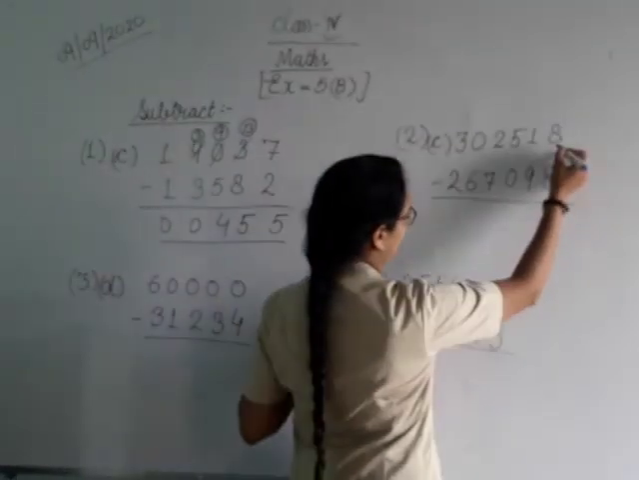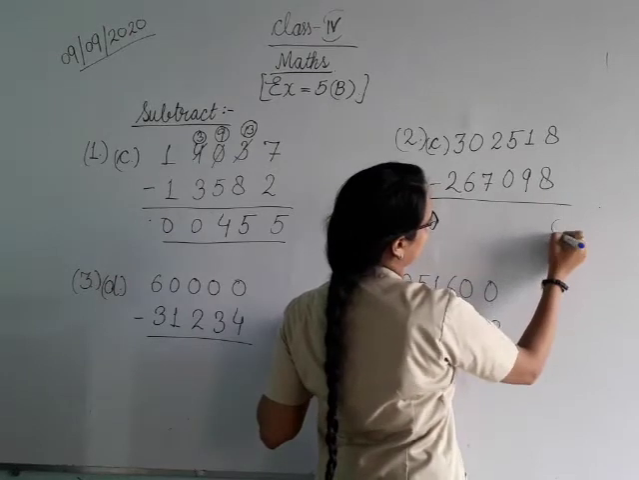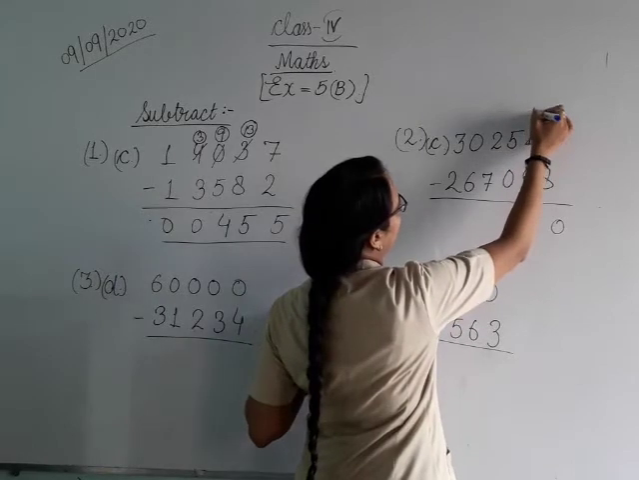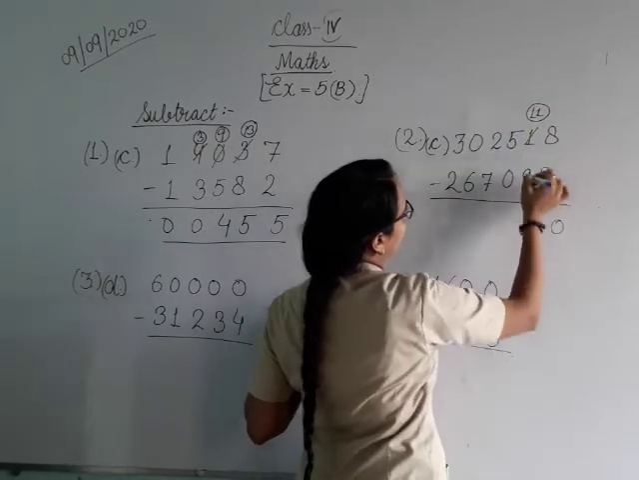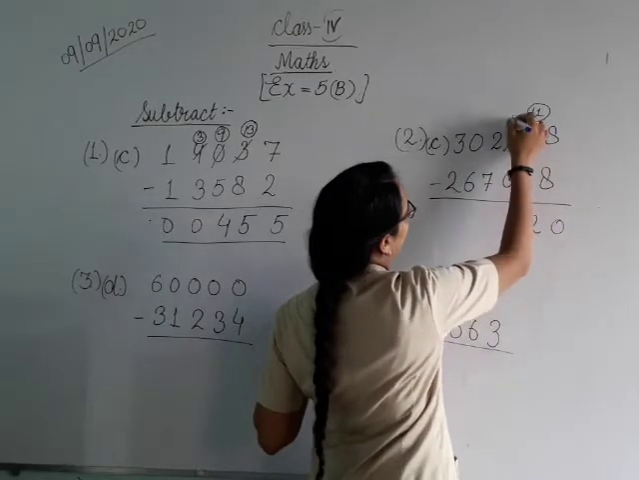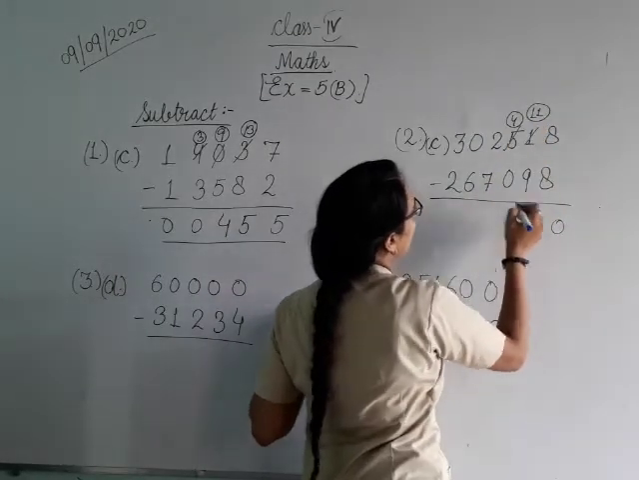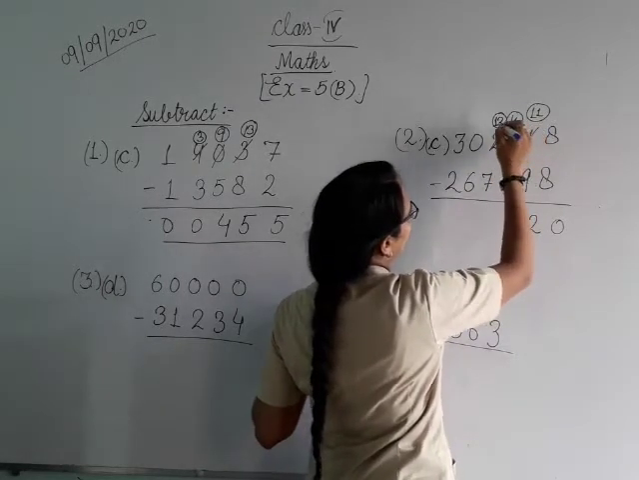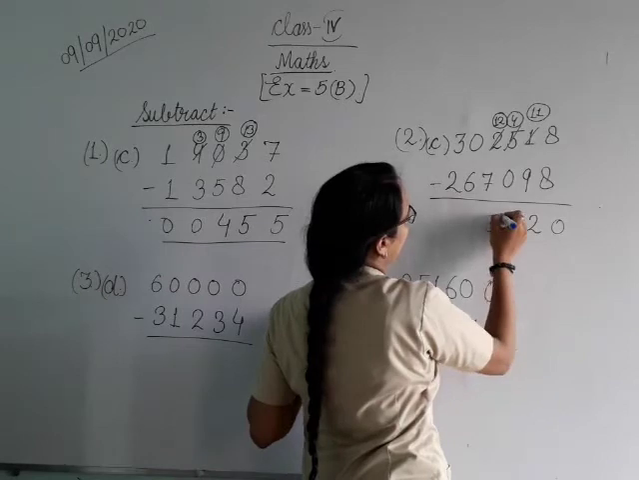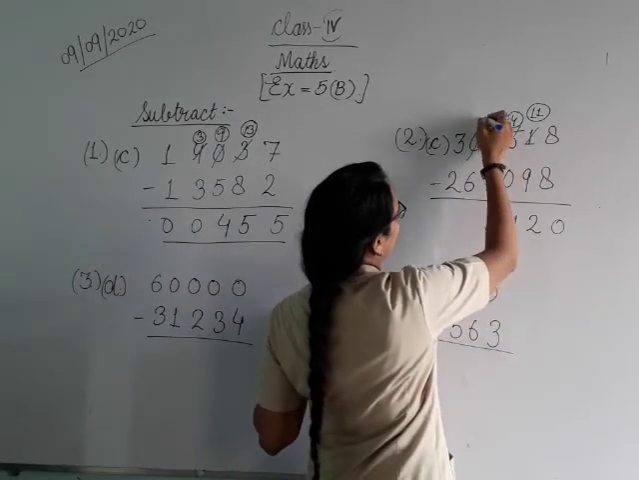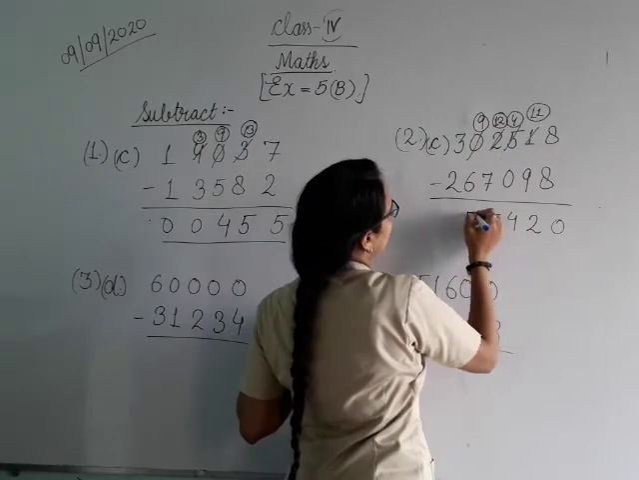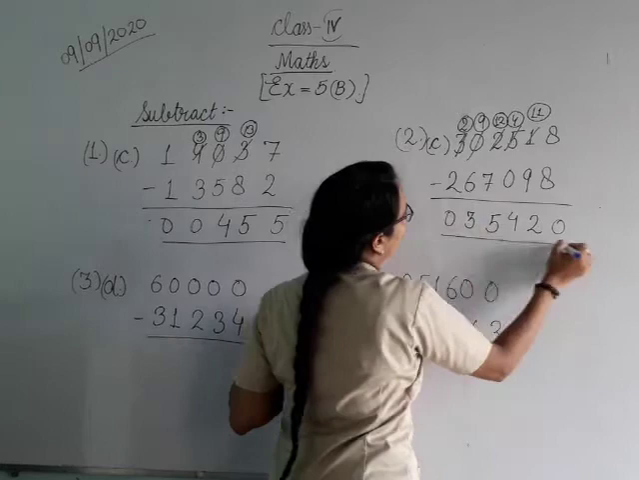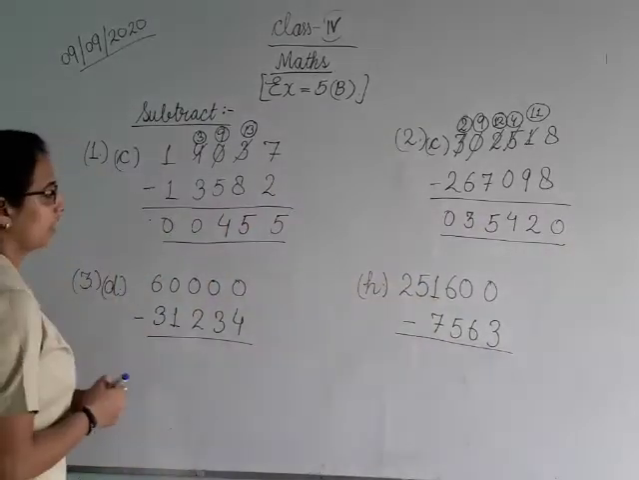Understood? Likewise, our next question is 2C. If we subtract 8 from 8, then 0. We can't subtract 9 from 1, so we take a borrow and it becomes 11. 11 minus 9, 2. Then here will be 4. 4 minus 0 will be 4. Then it will become 12. 12 minus 7 is 5. Then here will be 9 minus 6, 3. And here will be 2. Then 2 minus 2 is 0. Understood? This is our difference.